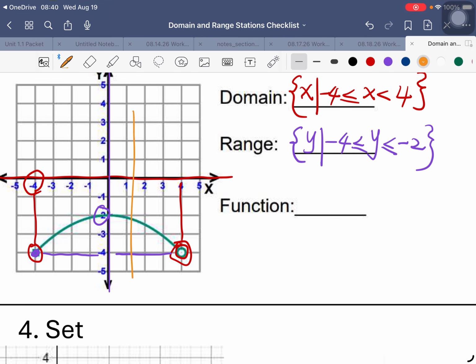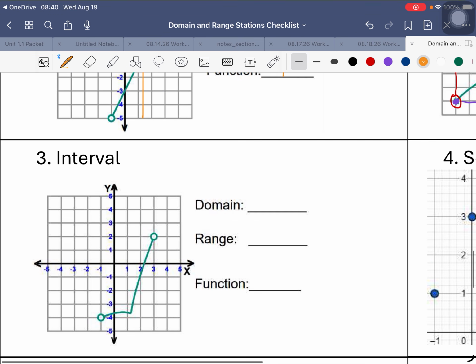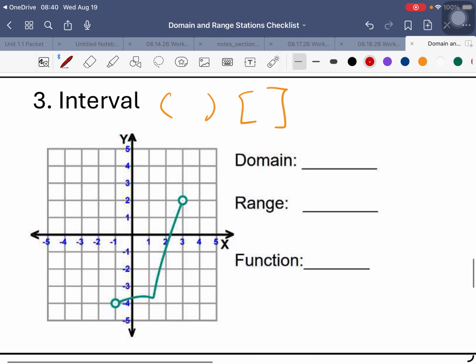Again, to determine if it's a function, we do the vertical line test. Only one point touches the vertical line on the graph, so it is a function. Question 3, interval notation, is the soft bracket or hard bracket.